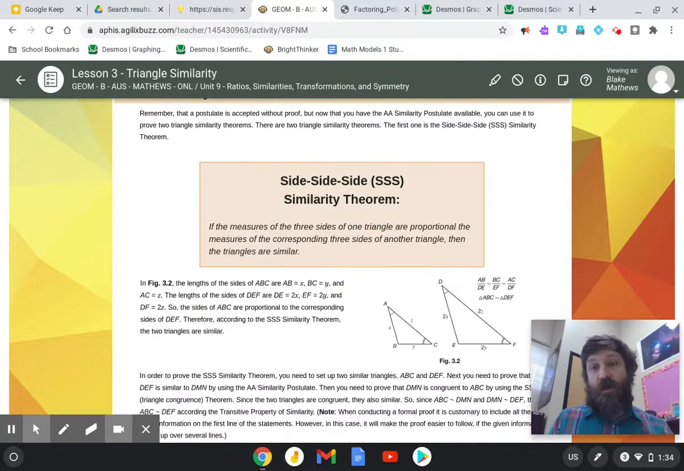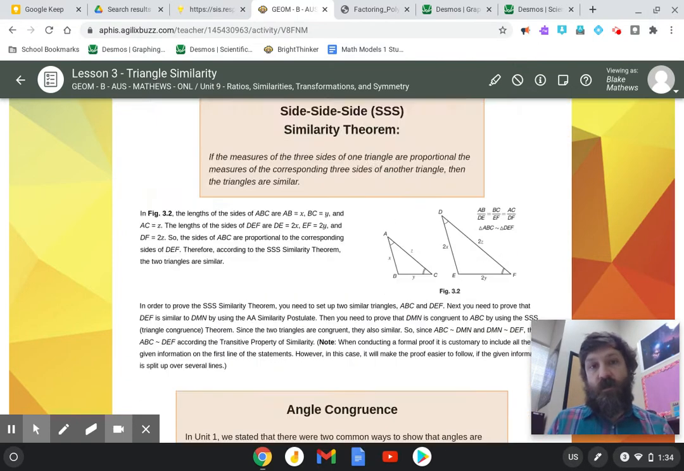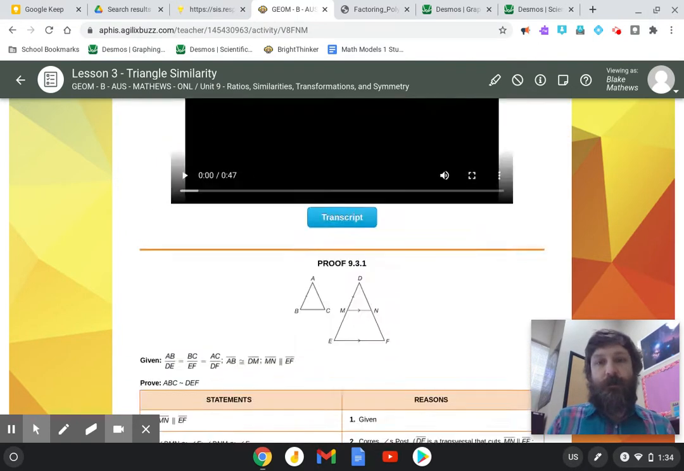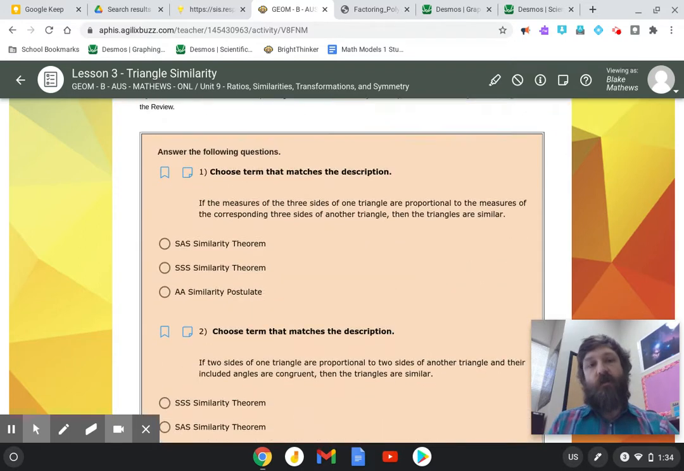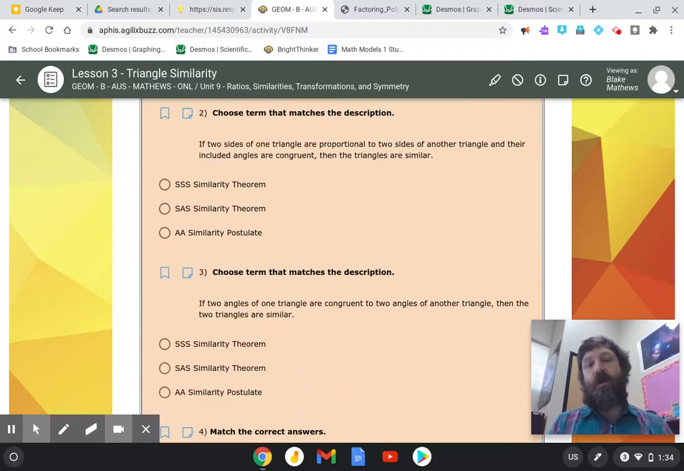You can also prove that they are similar if all three of the pairs of sides are proportional to one another. So these are two of the main ones you're going to do. And then lastly, you have side angle side, which says that if you can prove that two sides are proportional and the included angle is congruent, then the triangles are similar. So we have these three: angle angle, side side side, and side angle side. And so first things first, that's what you need to do in numbers 1, 2, and 3. Just match the definition with the correct postulate.